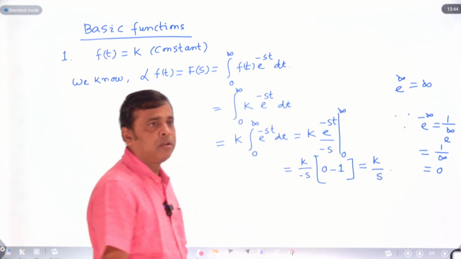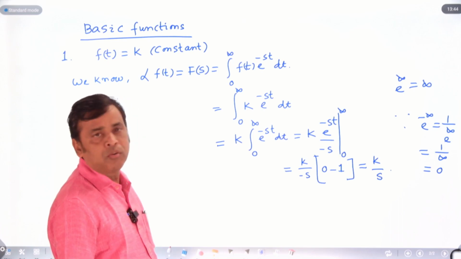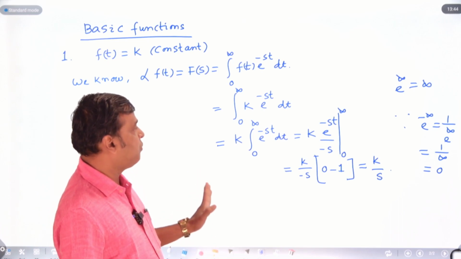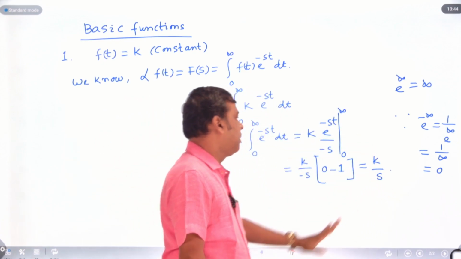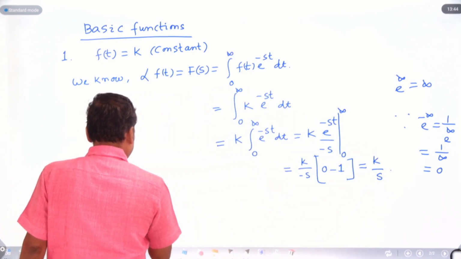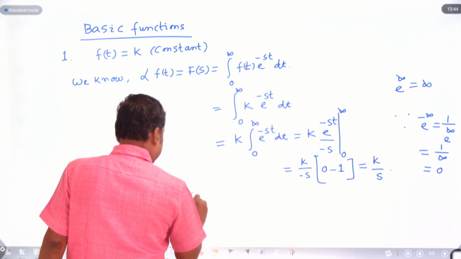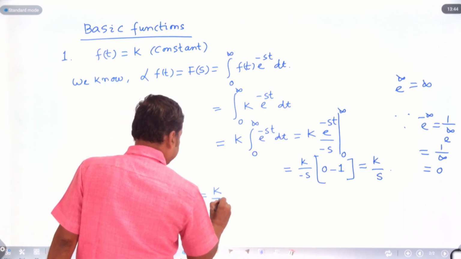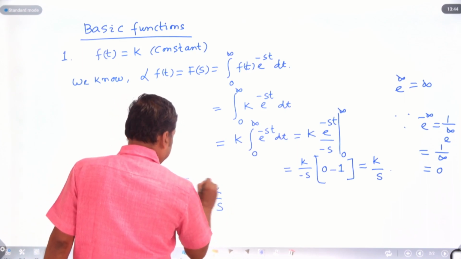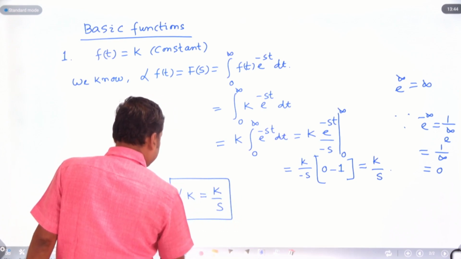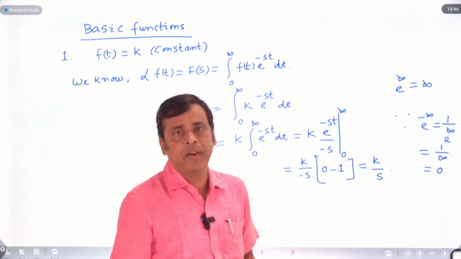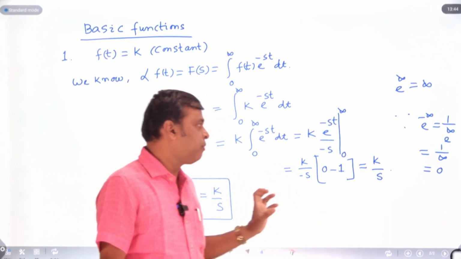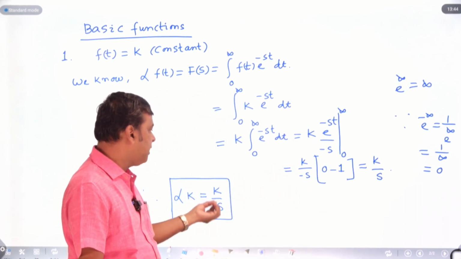One very important conclusion to find the time domain into frequency domain: if there is a constant function, the Laplace transform of that constant function is constant by s. Therefore the Laplace transform of k is k by s. Laplace transform of a constant function is nothing but k by s. So the Laplace transform of a is a by s. Laplace transform of 10 equals 10 by s. So any constant function's Laplace transform is that constant by s.